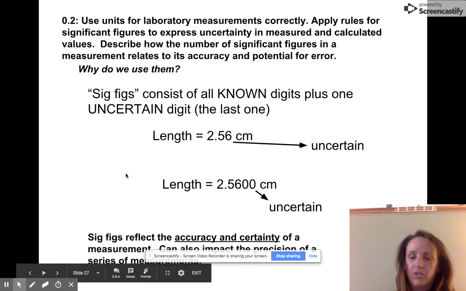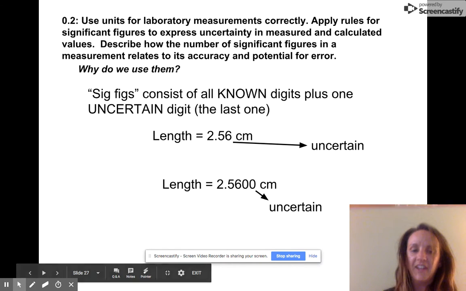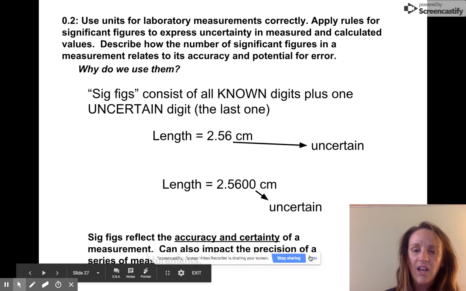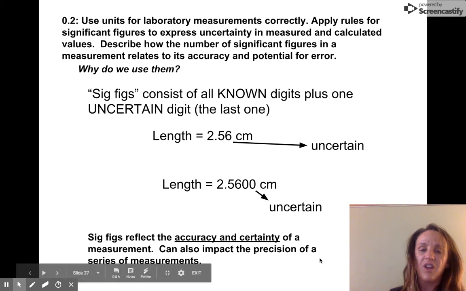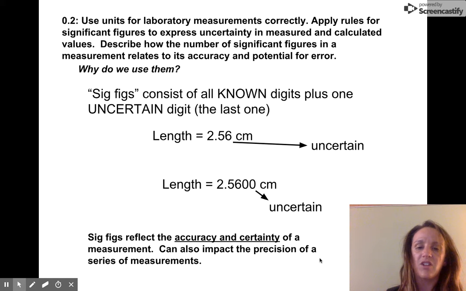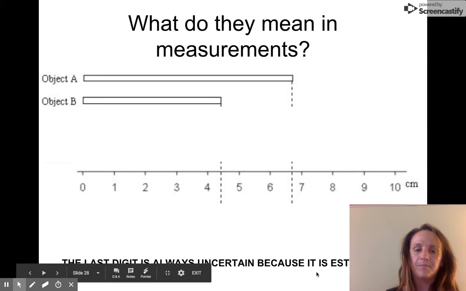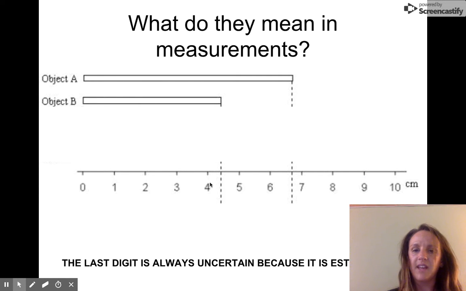So sig figs reflect the accuracy and certainty of a measurement, and it can also impact the precision of a lot of measurements that are done on the same thing. So what do they mean? Let's look at object A here. If I was going to measure object A with the centimeter ruler, I can see that it falls somewhere between 6 and 7 centimeters. And I could estimate where that would be.